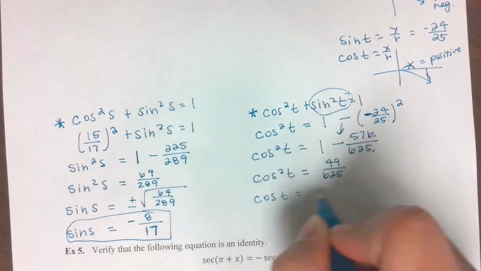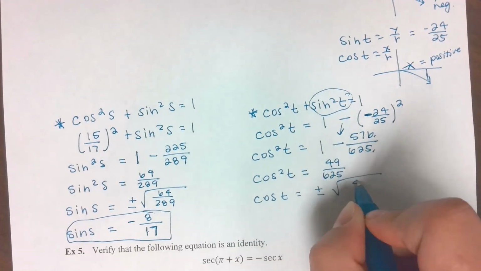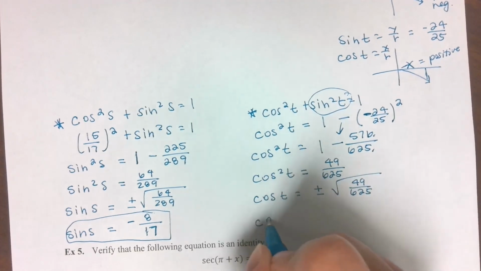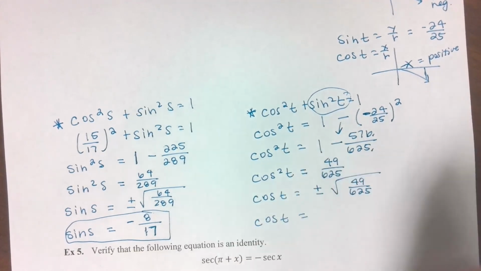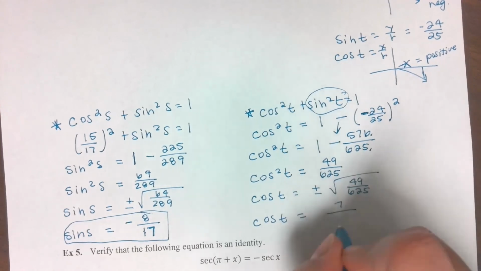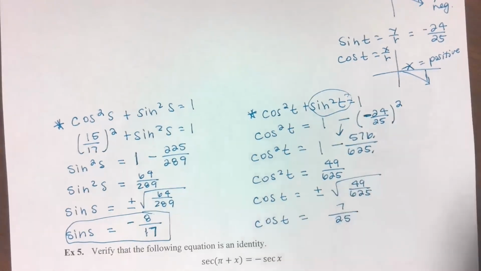So I need to take the square root of both sides. So 49 over 625. The square root of 49 is going to give me 7, and then the square root of 625 is going to give me 25.